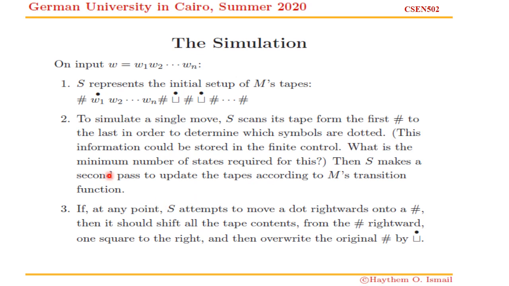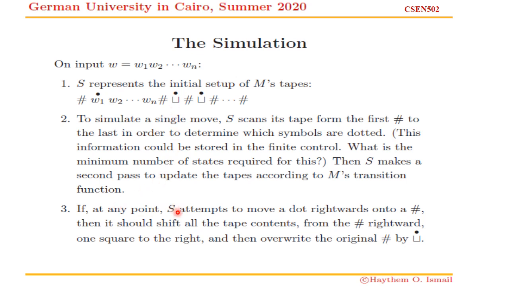Then it will make a second pass on the tape where it will update the positions of the dots according to M's transition function. So basically, if M says, given the state that I'm in, and given what my heads are reading, I will write an A, or for example, I will replace the 1 on tape 1 with a 0 and will move the head to the right, then S will go to the first block, replace the dotted 1 with a 0, and then replace the next symbol with a dotted version of it. And so on.